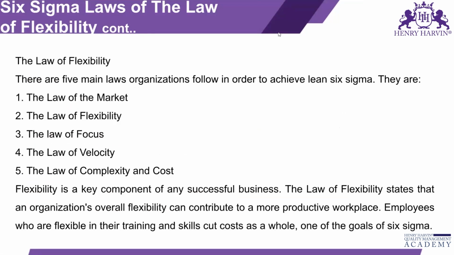Next slide. The law of flexibility. There are 5 main laws organizations follow in order to achieve Lean Six Sigma. They are the law of the market, the law of flexibility, the law of focus, the law of velocity, the law of complexity and cost. Flexibility is a key component of any successful business. The law of flexibility states that an organization's overall flexibility can contribute to a more productive workplace. Employees who are flexible in their training and skills cut costs as a whole, one of the goals of Six Sigma.